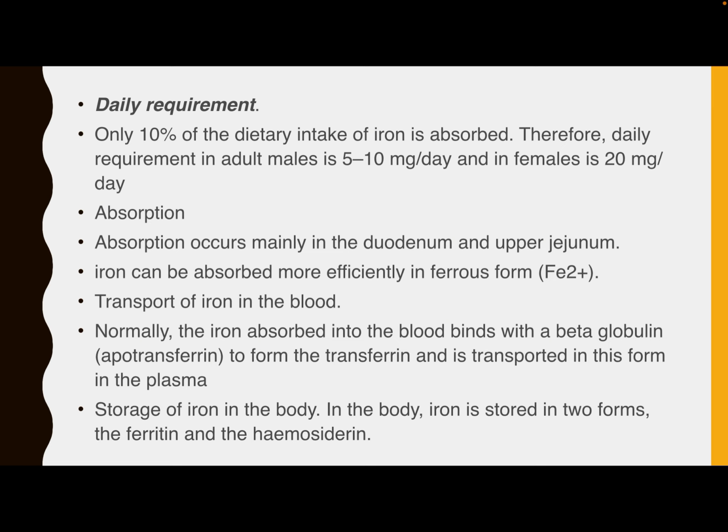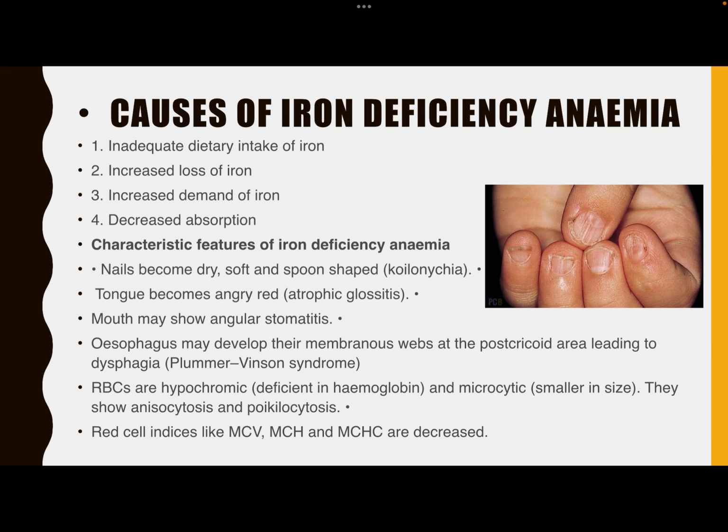The iron absorbed in blood binds with a beta globulin, also known as apotransferrin, to form transferrin, and is transported in this form in the plasma. Iron is stored in the body in two forms, that is as ferritin and hemosiderin. What are the causes of iron deficiency anemia? Iron deficiency anemia is due to inadequate dietary intake of iron, increased loss of iron, increased demand of iron, and decreased absorption.